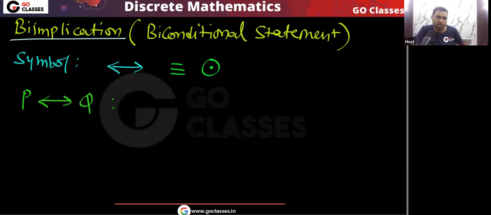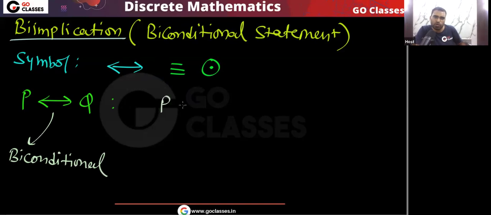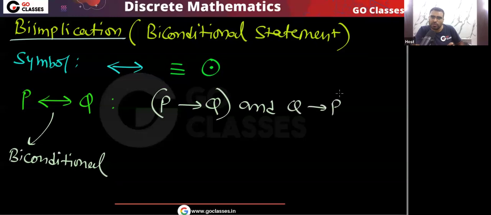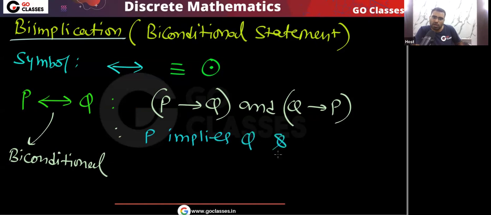Now let's see what this P biconditional Q is. Remember how to read this, because this is your biconditional. So what does P biconditional Q mean? Remember, this is basically the same as implication on both sides. Here you can notice P implies Q and you can notice Q implies P. So P implies Q and Q implies P. You can read it like this: P implies Q and vice versa.